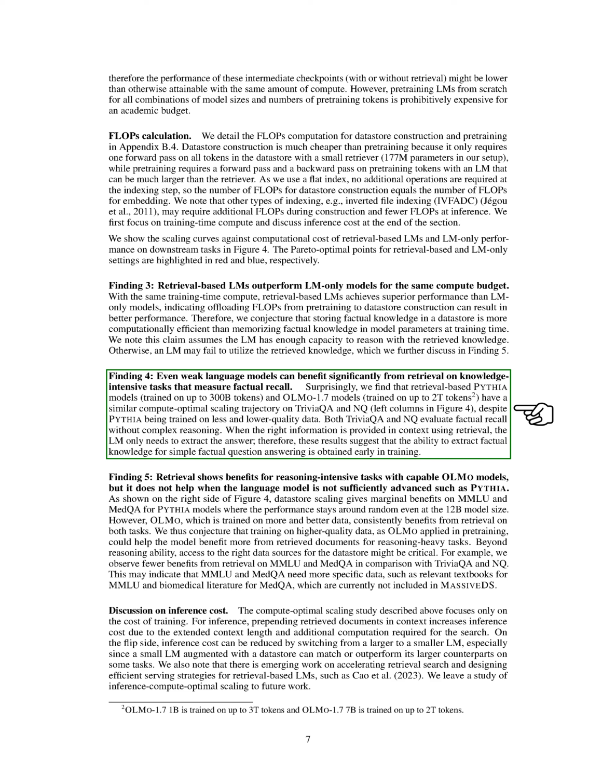Interestingly, we found that retrieval-based Pythia models, which were trained on up to 300 billion tokens, and OLMo 1.7 models, trained on up to 2 trillion tokens, exhibit similar performance trends on TriviaQA and NQ, despite Pythia being trained on less and lower quality data. Both TriviaQA and NQ focus on factual recall without needing complex reasoning. When the correct information is provided through retrieval, the LM only needs to pull out the answer. This indicates that the ability to extract factual knowledge for straightforward question answering develops early in the training process.